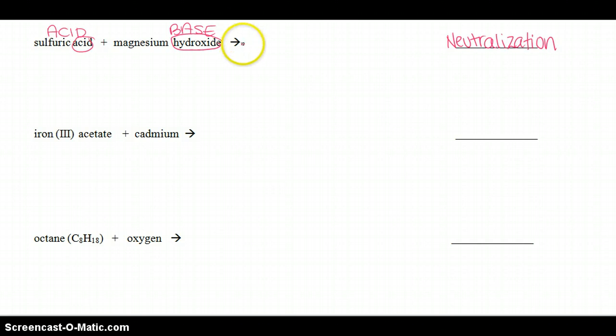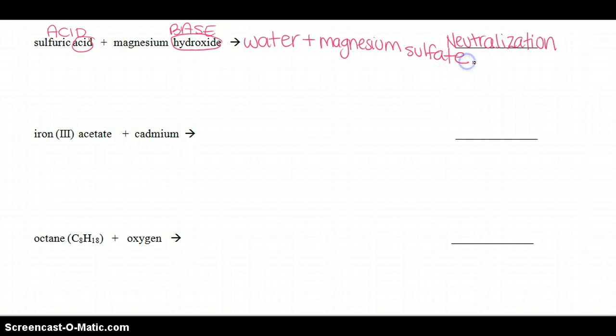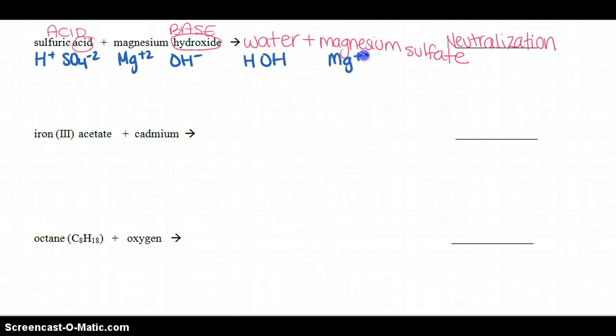So for a neutralization, one of our products is always going to be water. And then your other product is the cation from the base, so magnesium, and the anion from the acid. Sulfuric came from sulfate. So I think about my charges here. I know hydrogen is +1. Sulfate is SO4 -2. Magnesium is +2. Hydroxide is -1. Over here for neutralization reactions, we write water as HOH. And again, that was just to help us when we do our balancing.